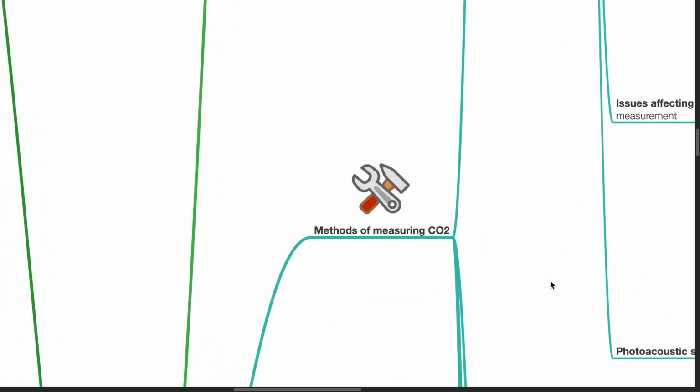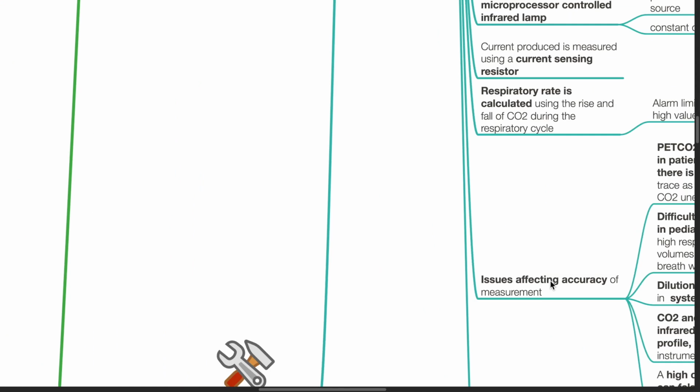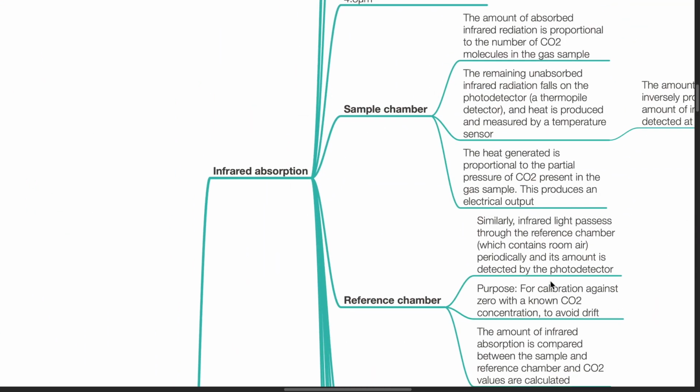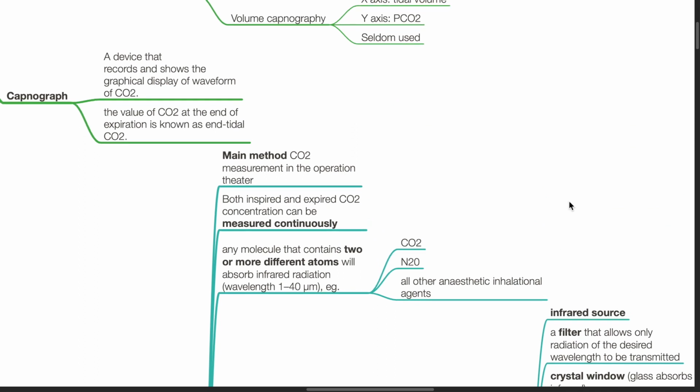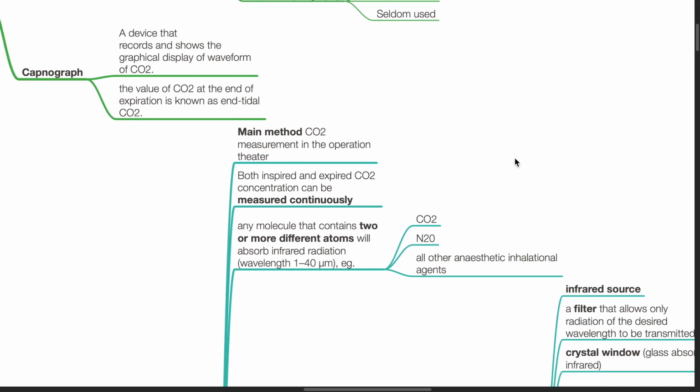Methods of measuring carbon dioxide. Infrared absorption. This is the main method of carbon dioxide measurement in the operation theatre. Both inspired and expired carbon dioxide concentration can be measured continuously.